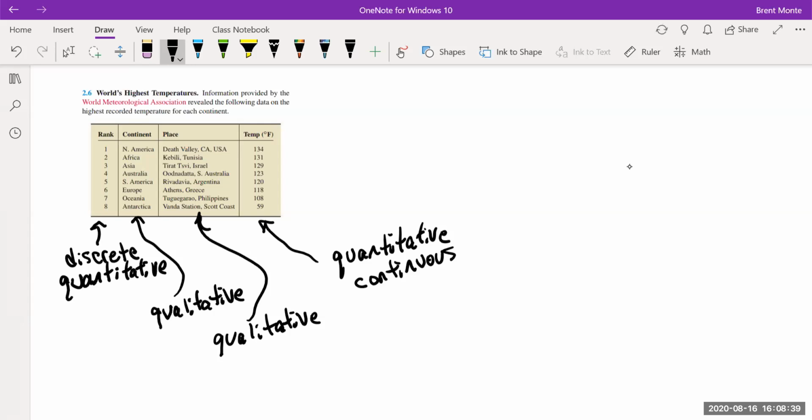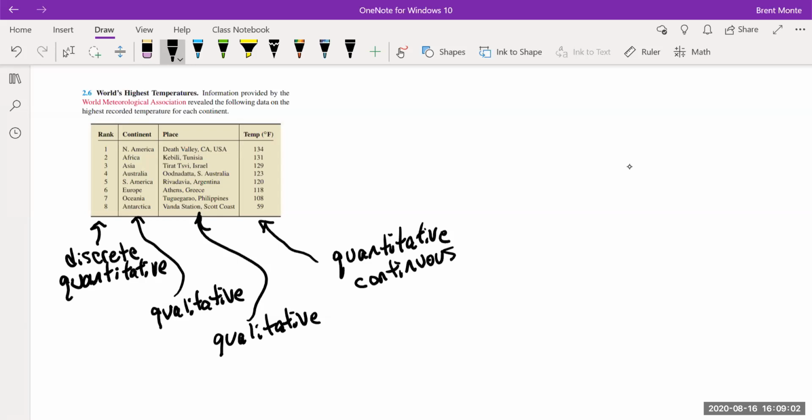And so that's the idea. If it's a number, it's quantitative. If it's not, it's qualitative. If it's a number that we count, it's discrete. And if it's a number that we measure, it's continuous. So you'll see some problems on the homework to get a better idea of that. But that's the idea between the different types of data that we have.